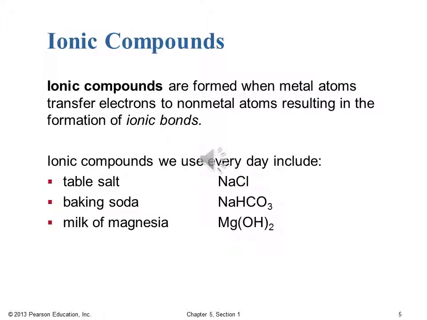Alright, so looking at ionic compounds now, they're formed when metal atoms transfer their electrons to nonmetal atoms, which result in those ionic bonds.